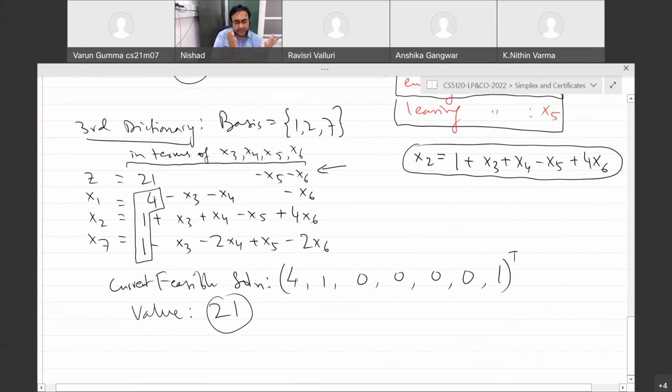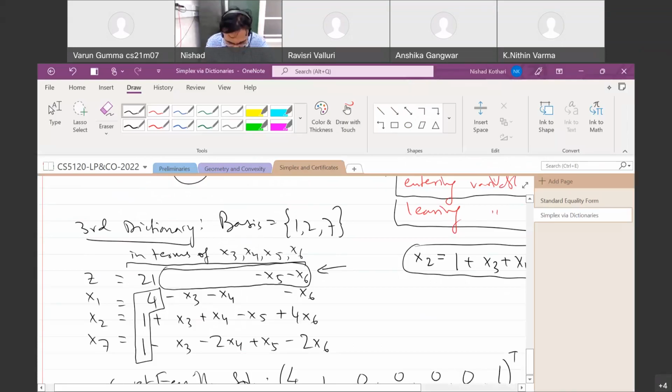And someone has already answered this. Can we find a better solution? We can't, because z is 21 minus x5 minus x6. So for any feasible solution, you are going to be subtracting something from 21. The best you can do is to not subtract anything, right? Subtracting some non-negative value. So right now we have 21 as the value, and that is the best you can do. There are no positive coefficients in this row. All of the coefficients are actually 0 or negative. So that is the key point.